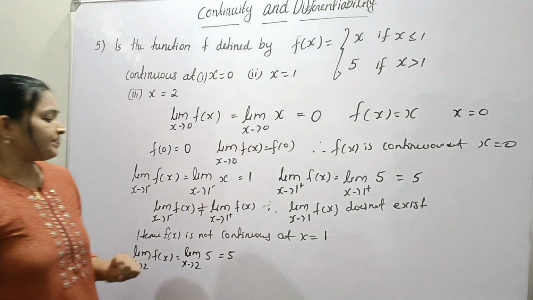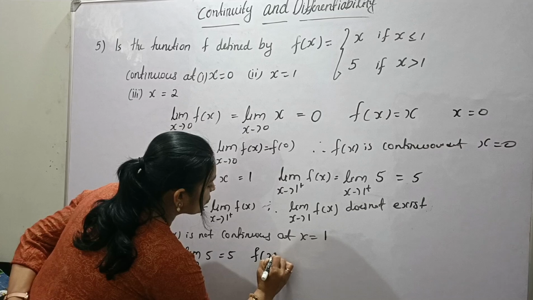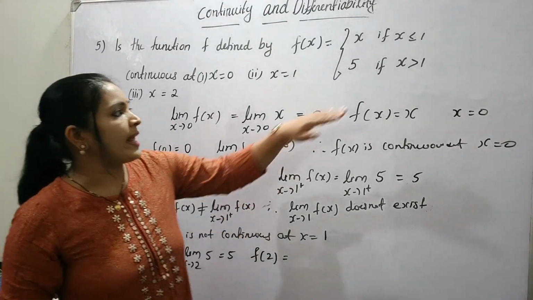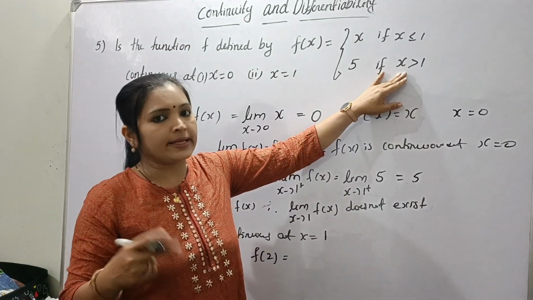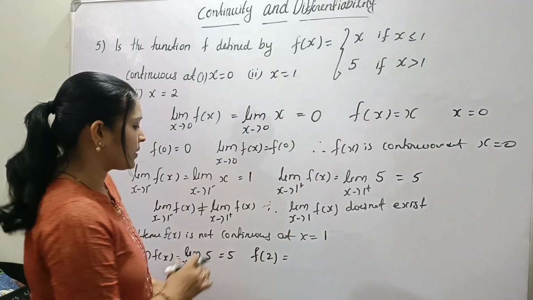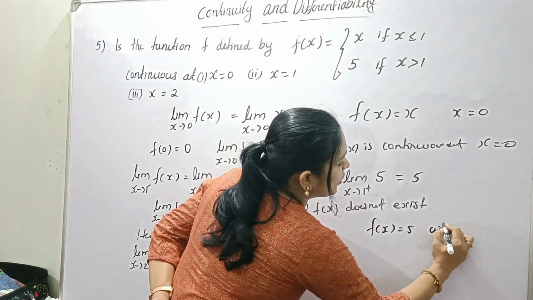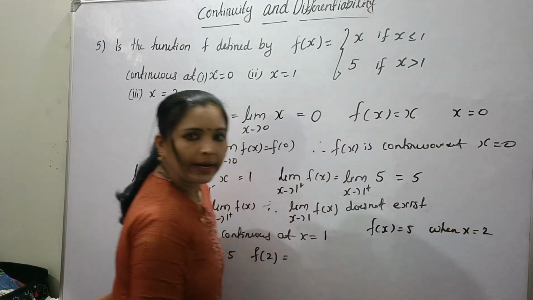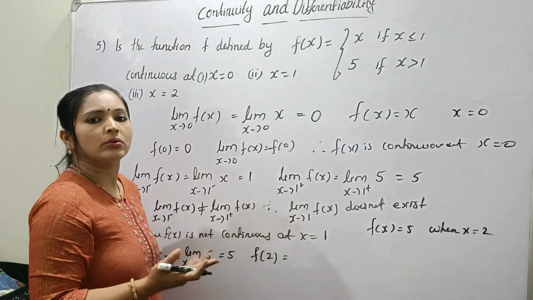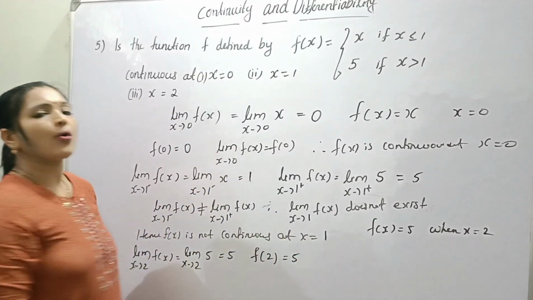Next, we have to find f of 2. What is f of 2? When x is equal to 2, that means x is greater than 1. Therefore, the function is 5. So f of x is equal to 5 when x is equal to 2. Then what is f of 2? 5 itself, because it's a constant function. So f of 2 is also 5.